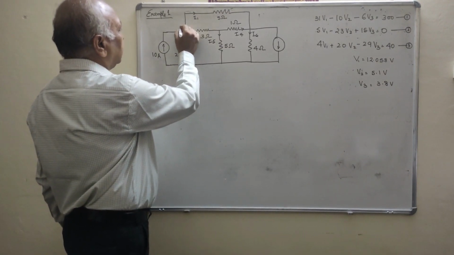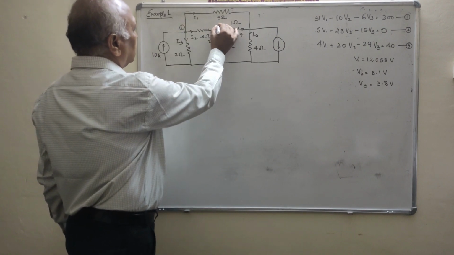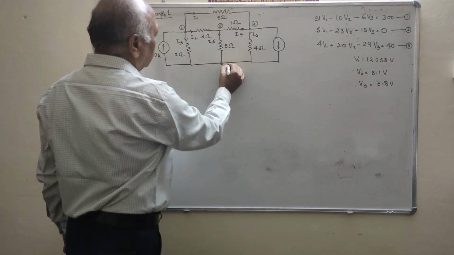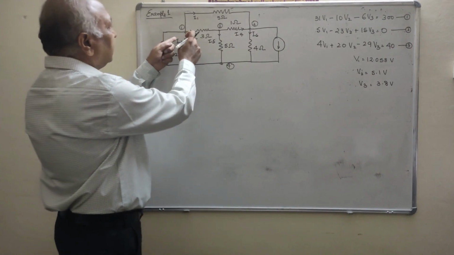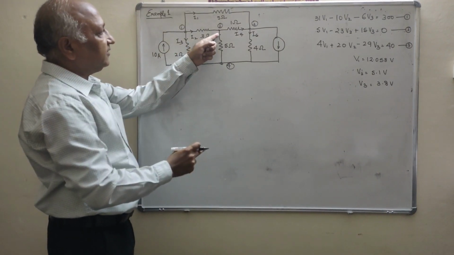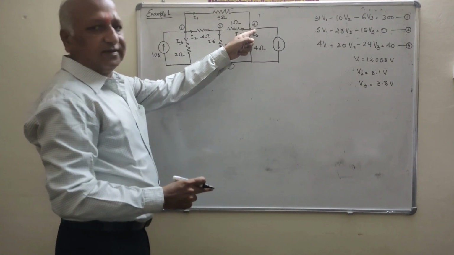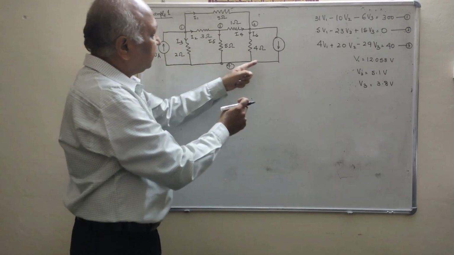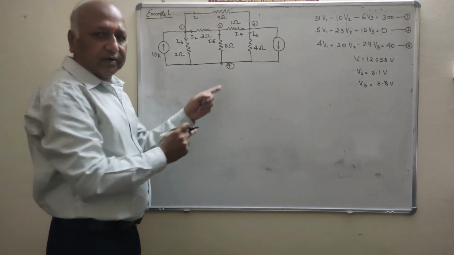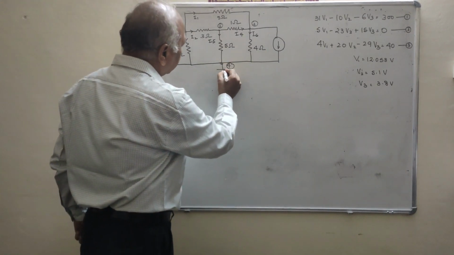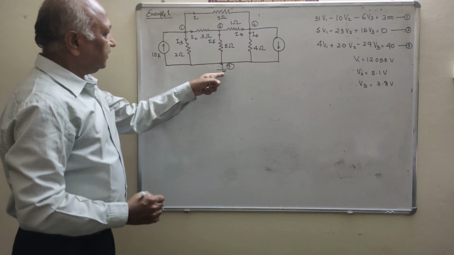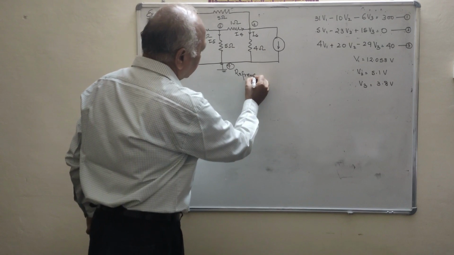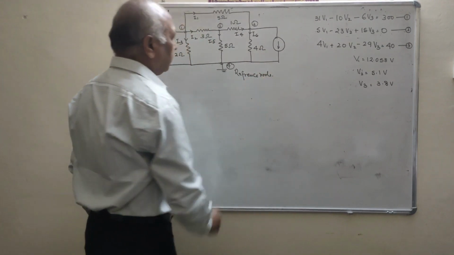This is node 1. This is node 2. This is node 3, and this is node 4. You will see here 4 branches are meeting, here 3 branches are meeting, here 4 branches are meeting. But at node 4 there are 1, 2, 3, 4, 5 branches, it is the reference node. Clear? That means when it is taken as a reference node, it will be shown like this, and this is called the reference node, or zero potential node.